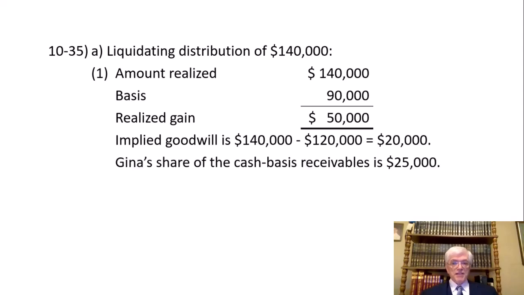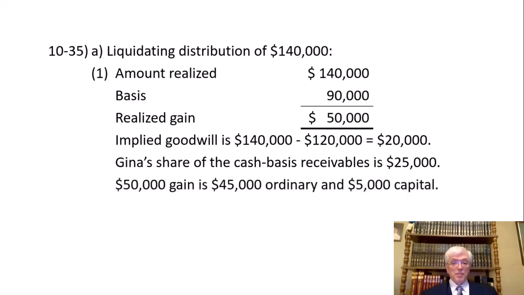Gina's share of cash basis receivables is $25,000. The total receivables $100,000, and Gina's a 25% partner. So $50,000 gain, $45,000 of that is an ordinary gain, $20,000 for the goodwill, $25,000 for the cash basis receivables. The other $5,000 is a capital gain.